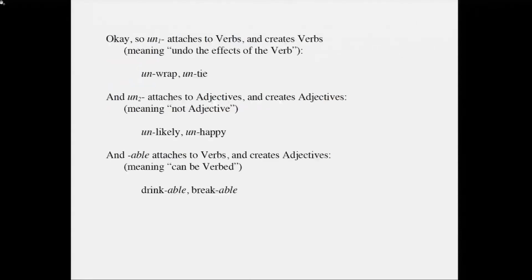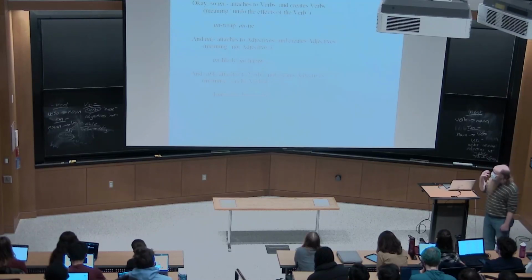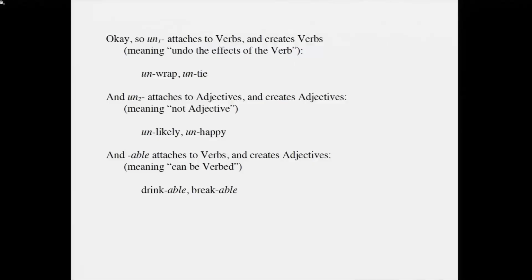Okay. So we have two uns, one that attaches to verbs and makes new verbs, and then another un that attaches to adjectives and makes new adjectives. And then we have an ubble that attaches to verbs and makes adjectives. Okay? So now let's think about a case where we're adding un and also ubble, a word like unlockable.